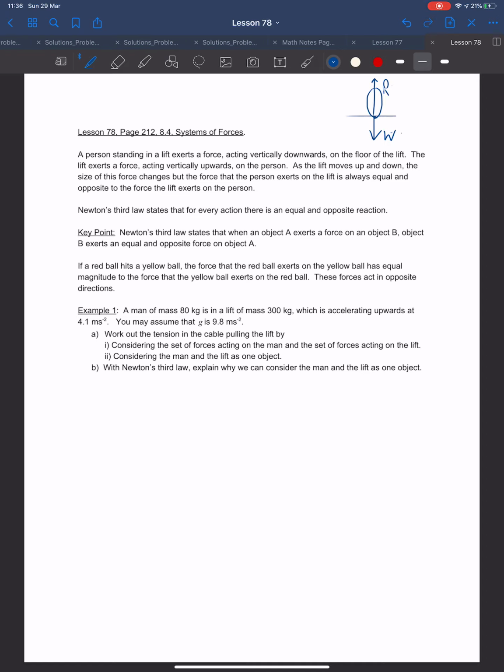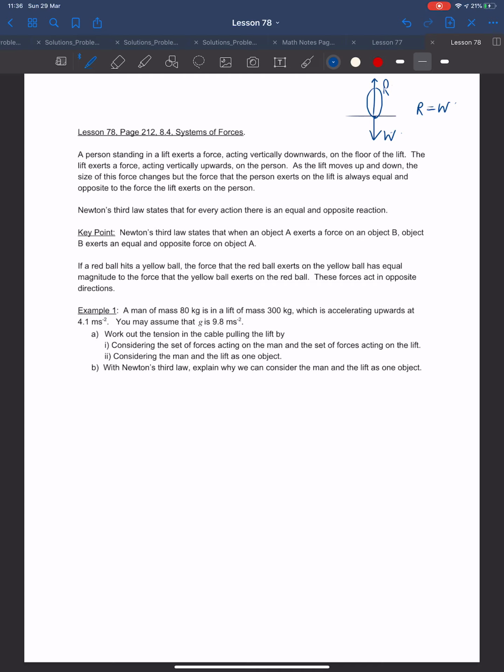As the lift moves up and down, the size of the normal reaction changes, but the force that the person exerts on the lift is always equal and opposite to the force the lift exerts on the person. So R equals W. Newton's third law states that for every action there's an equal and opposite reaction.